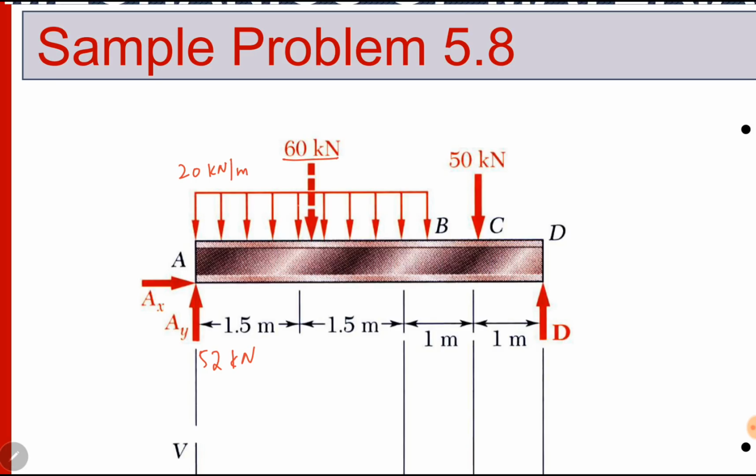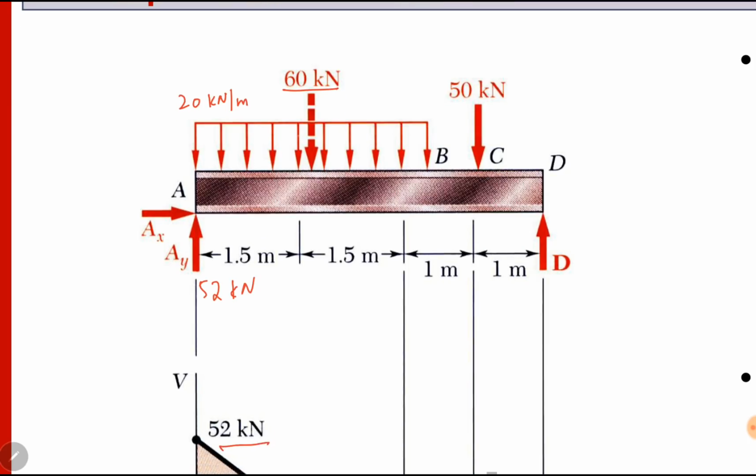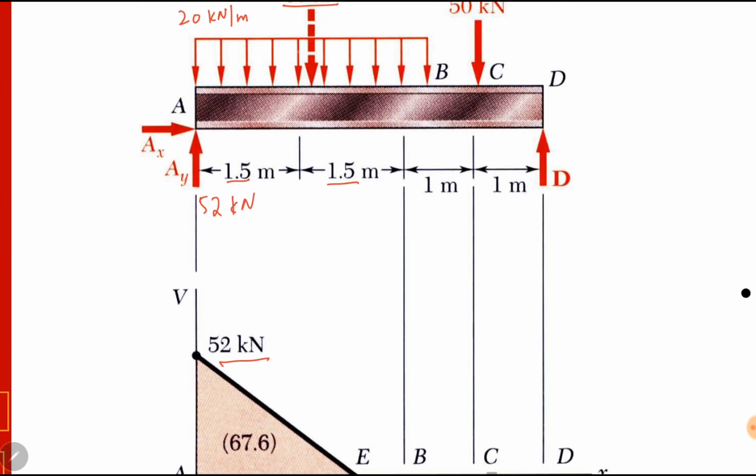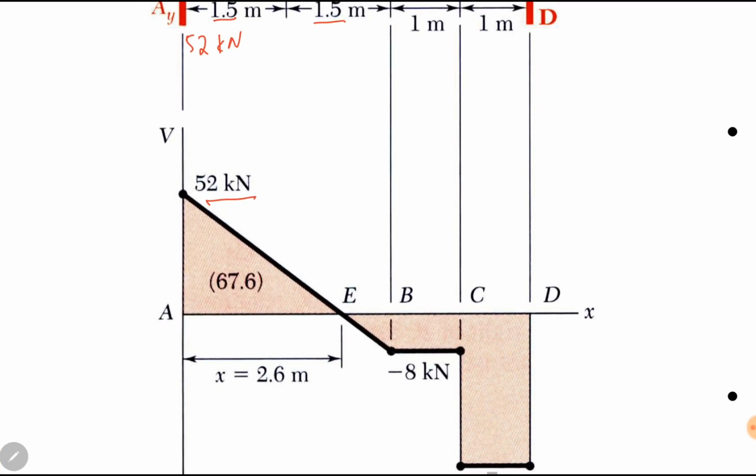This is the concentrated load equivalent to this distributed load. Okay, 20 kilonewton multiplied by its length. So 20 multiplied by the length, 1.5 plus 1.5, 20 multiplied by 3 becomes 60. So the area under the distributed load between point A and B is 60 kilonewton meter. So plus 52 minus 60, because it is downward, becomes minus 8. At point B it is minus 8 kilonewton.